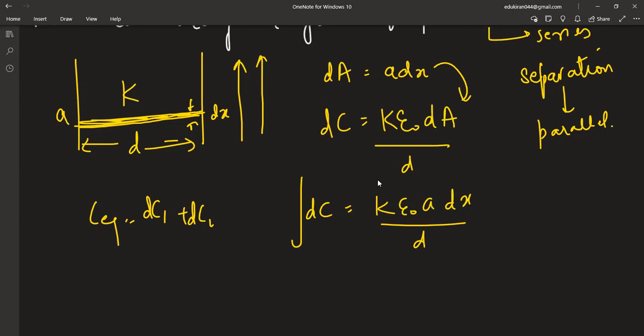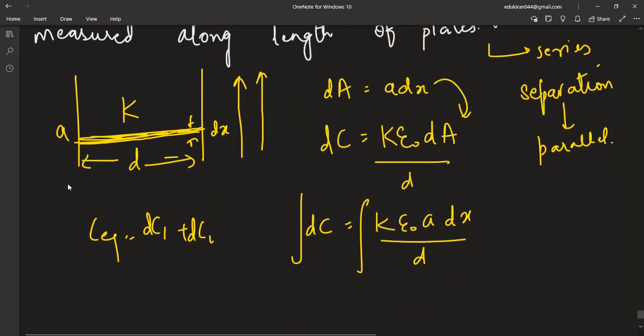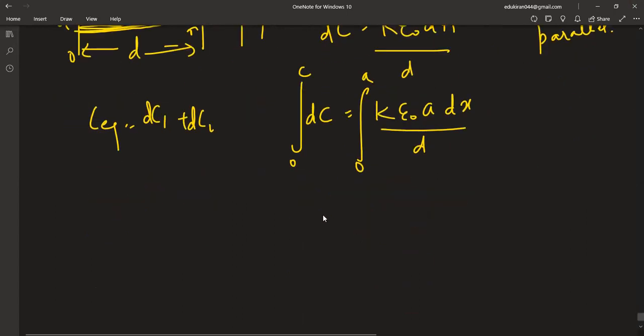Now to find the total equivalent capacitance, we'll integrate it. What all things are constant over here? And from where do we have to integrate? From 0, it's saying along the length. It means from 0 to the length, that is entire A. So from 0 to A, this is from 0 to A. Now K epsilon naught, this can be taken out. Epsilon naught A by D.